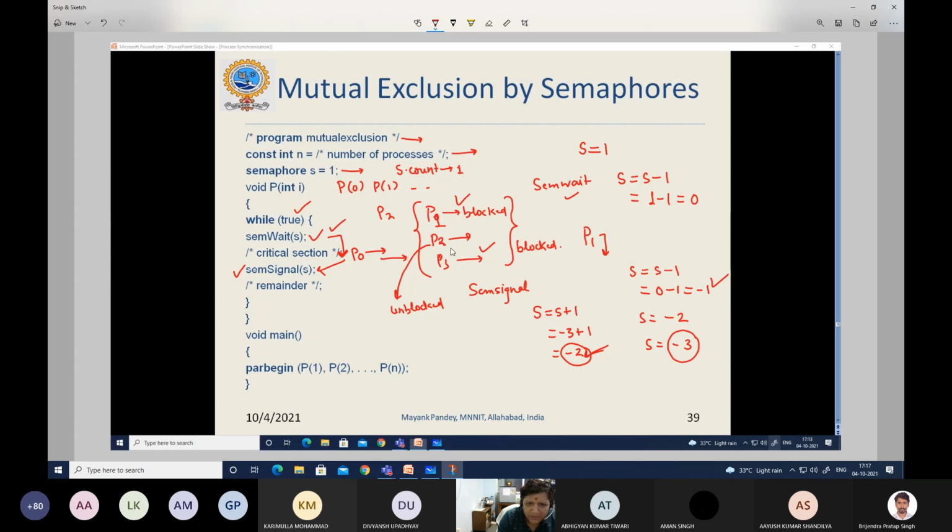Now suppose P2 is unblocked by any mechanism. You can unblock P1, P2 or P3. If it is first come first serve, then P1 will be unblocked. Suppose P1 is unblocked. Now P1 will come and directly enter into critical section. P1 will not execute sem wait again because P1 has already executed this function and P1's program counter is incremented. So P1 can directly enter into its critical section. When P1 comes out, sem signal again, it will be incremented from minus 2 to minus 1. P2 will be unblocked and P2 can enter. Are you getting my point? Is it clear to everybody?